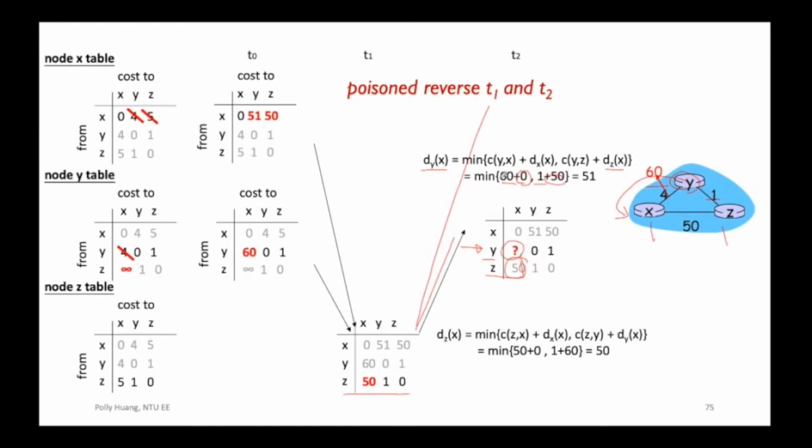So 51 compared to 60, 51 wins. So to go from Y to X, now the shortest distance is this path. And in fact, at this point in time, let's update the distance vector for Y. At this point in time, the network converged to the true shortest path. And it takes only what? 2 iterations, as opposed to 44 previously.